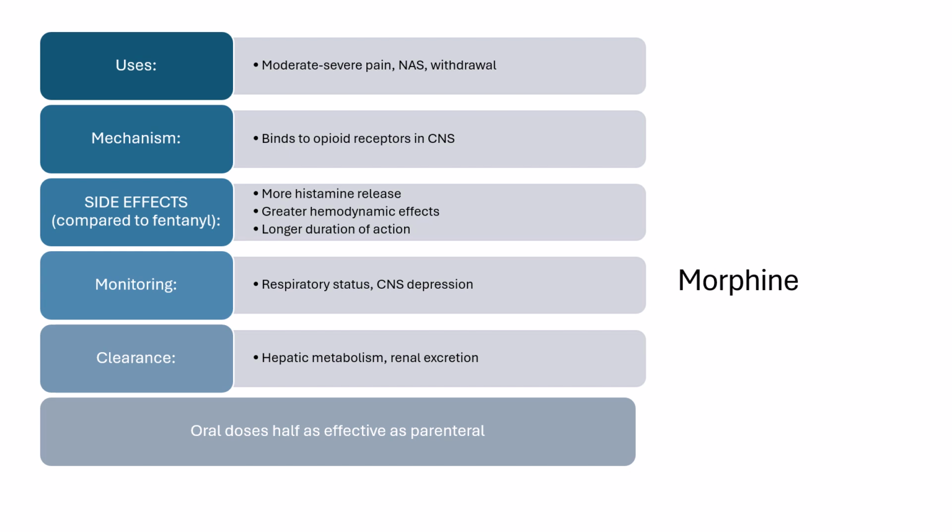Critical monitoring includes respiratory status and level of consciousness. Watch for signs of urinary retention and decreased gastrointestinal motility as well. Remember that oral doses are only about half as effective as parenteral doses due to first-pass metabolism. This conversion factor is important to know when transitioning from IV to oral therapy.